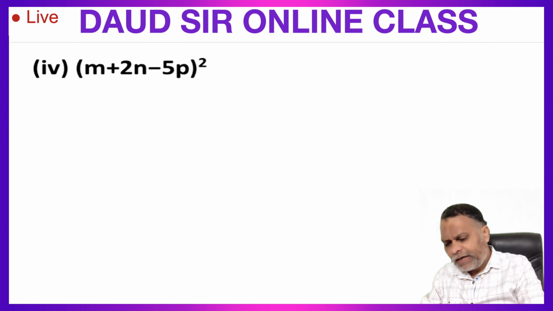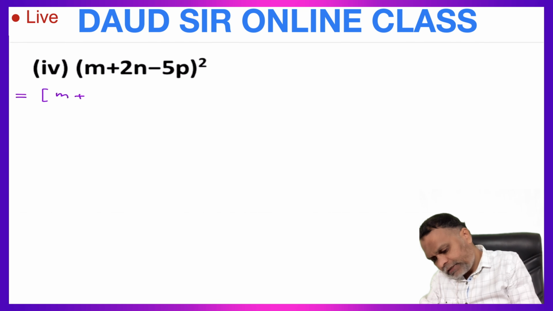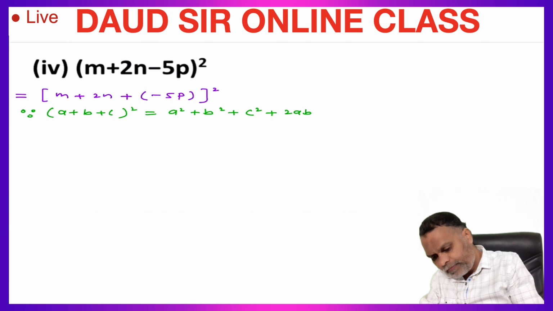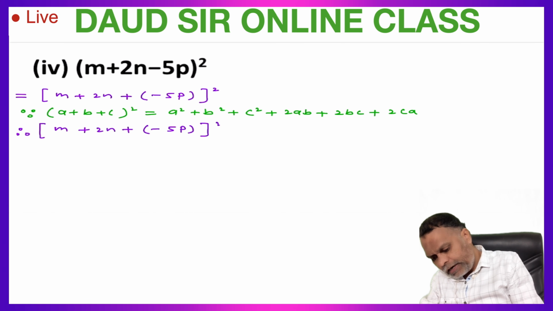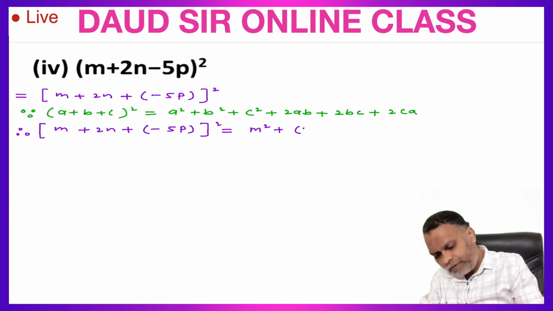Part fourth, m plus 2n minus 5p whole square. This we can write m plus 2n plus minus 5p whole square. We have identity, since a plus b plus c whole square is equal to a square plus b square plus c square plus 2ab plus 2bc plus 2ca. Therefore, m plus 2n plus minus 5p whole square is equal to a square means m square plus b square means 2n whole square plus c square means minus 5p whole square.